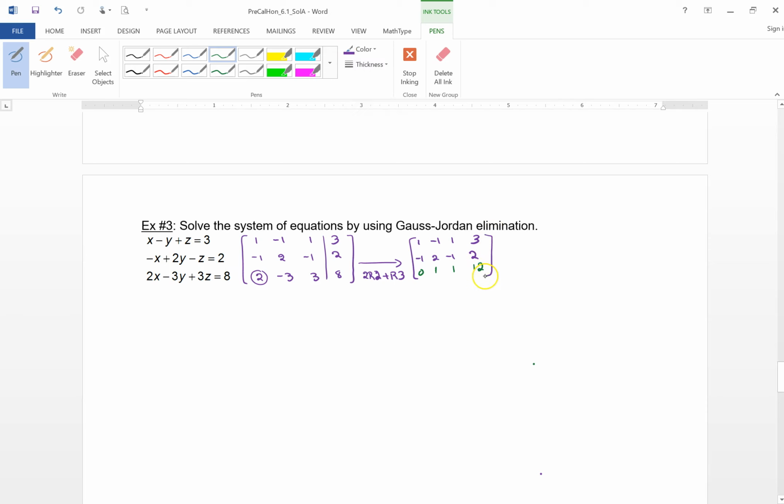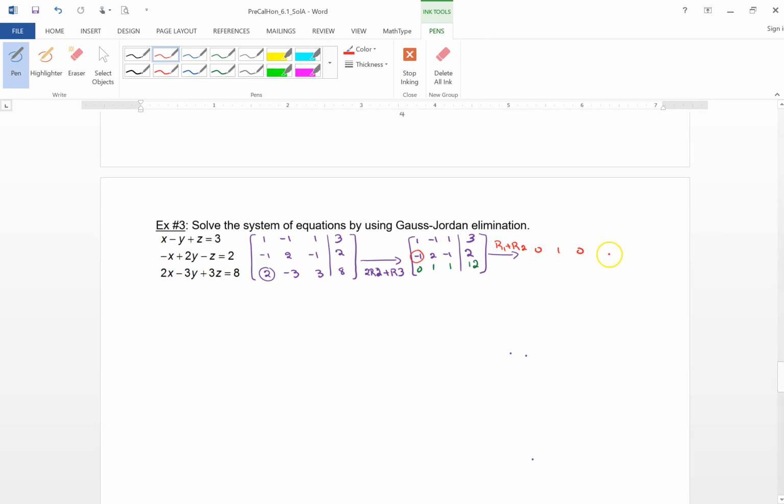Okay, next. So now for the next one, I want to change this. So I'm going to add R1 and R2, and I get 0, 1, 0, and then 5 here. I'm doing R2. Then I'm going to fill in the rest. So the first and the third row remained unchanged.